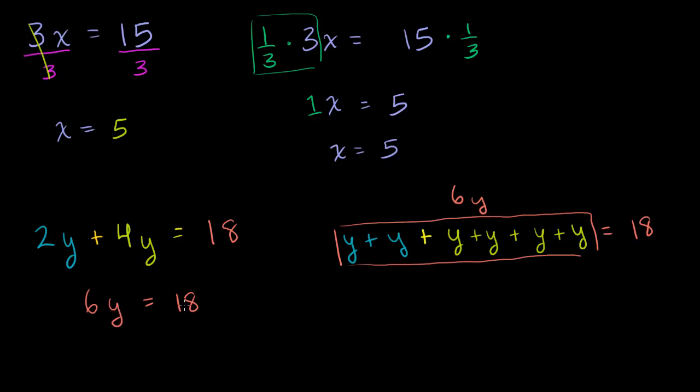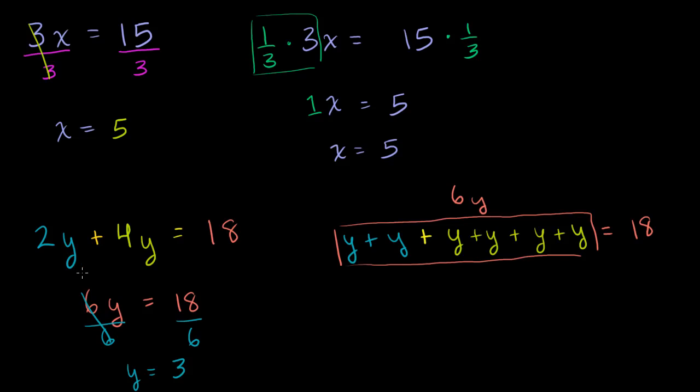If I have 6 times something is equal to 18, if I divide both sides of this equation by 6, I'll solve for the something. So divide the left-hand side by 6, and divide the right-hand side by 6. And we are left with y is equal to 3.